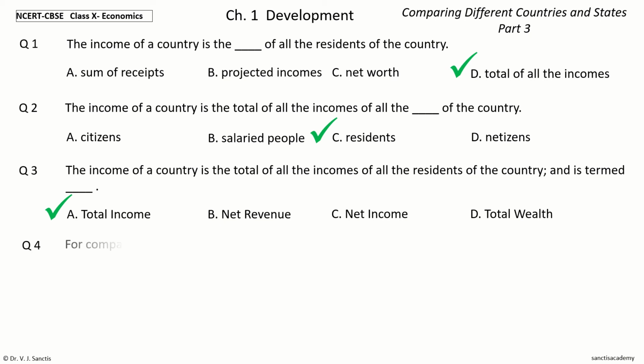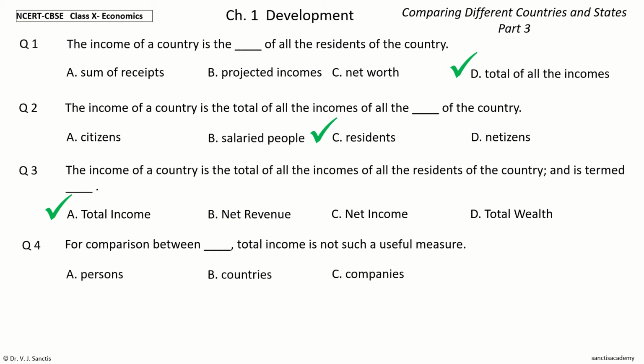Question 4. For comparison between dash, total income is not such a useful measure. The options are persons, countries, companies, industries. Your time to choose. And the answer is countries. So, for comparison between countries, total income is not such a useful measure.